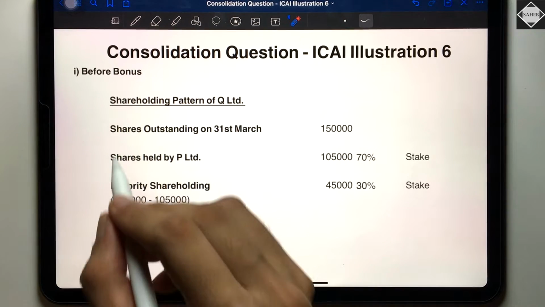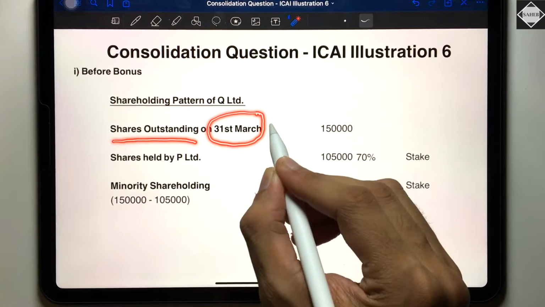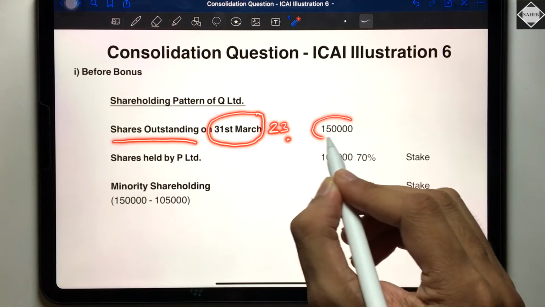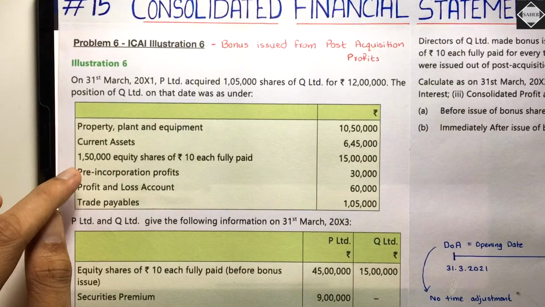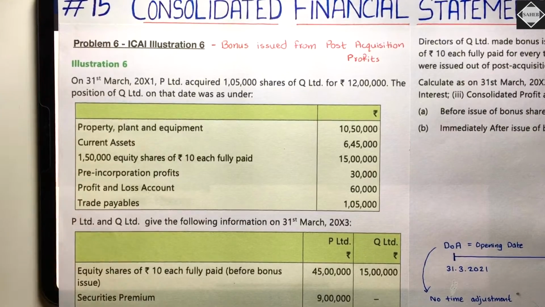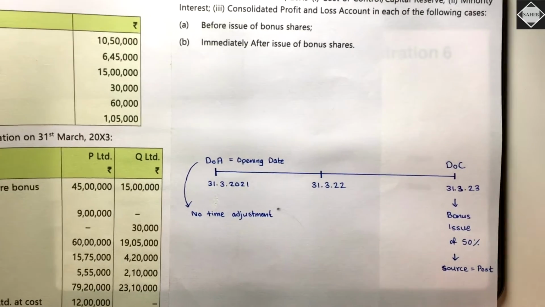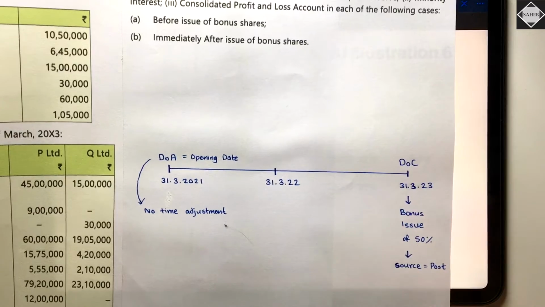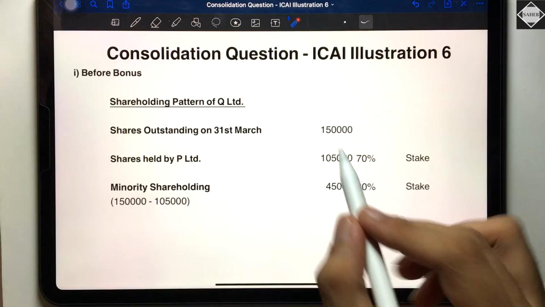How do you do it? First, you take the total shares of subsidiary company on 31st March 2023, on the date of consolidation. Is it clear? Which is 1,50,000. How is it 1,50,000? Understand, on the date of acquisition, the total shares of subsidiary was 1,50,000 shares. And this is case 1, before issue of bonus, which means there has been no increase in the equity shares. It's exactly the same. So on DOC also the same shares will be there, 1,50,000 only. Is it clear? Simple. So 1,50,000 shares.